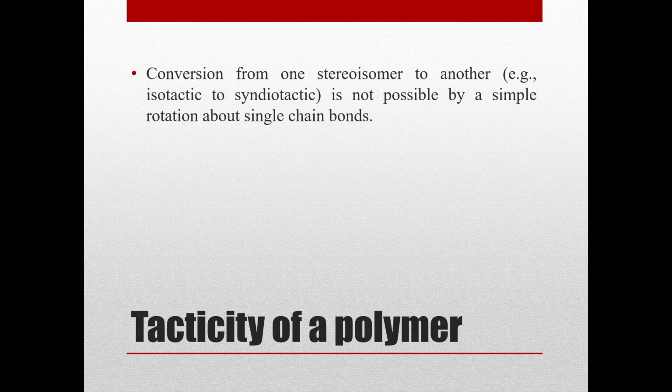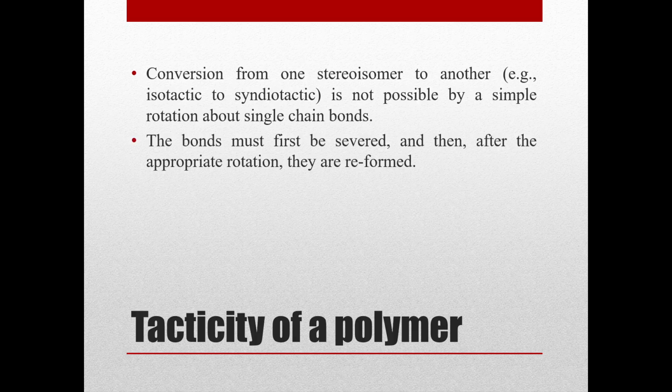So conversion from one stereoisomerism to another, for example isotactic to syndiotactic, it might seem that we have to just change the spatial arrangement, but it is not possible by a simple rotation about the single chain bonds. That is what we are trying to say. The bonds must first be severed, that means the bonds need to be broken, then appropriate rotation needs to be done, and they are then reformed. So it is not easy to change from one isomer to the other.